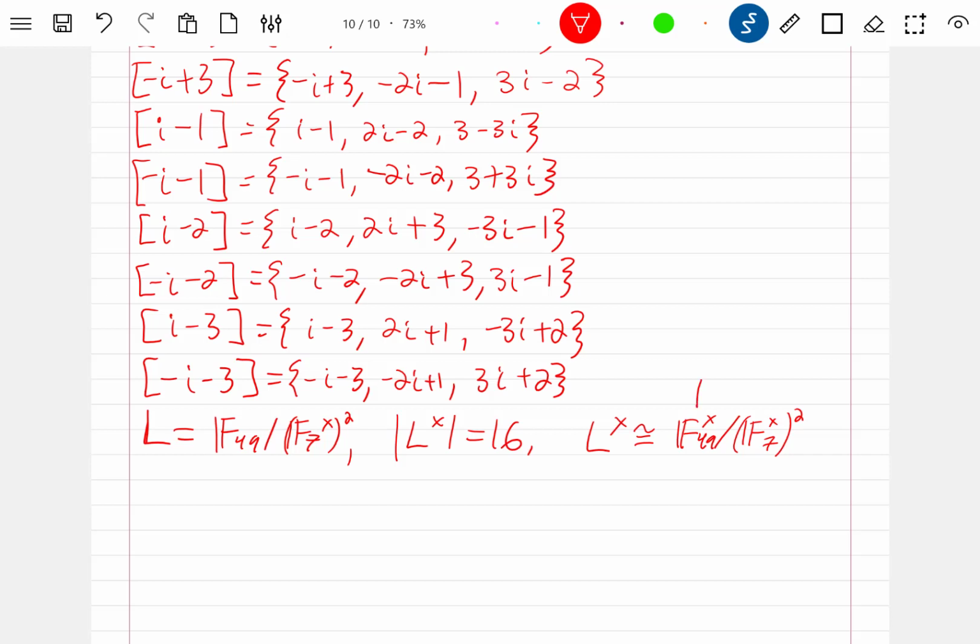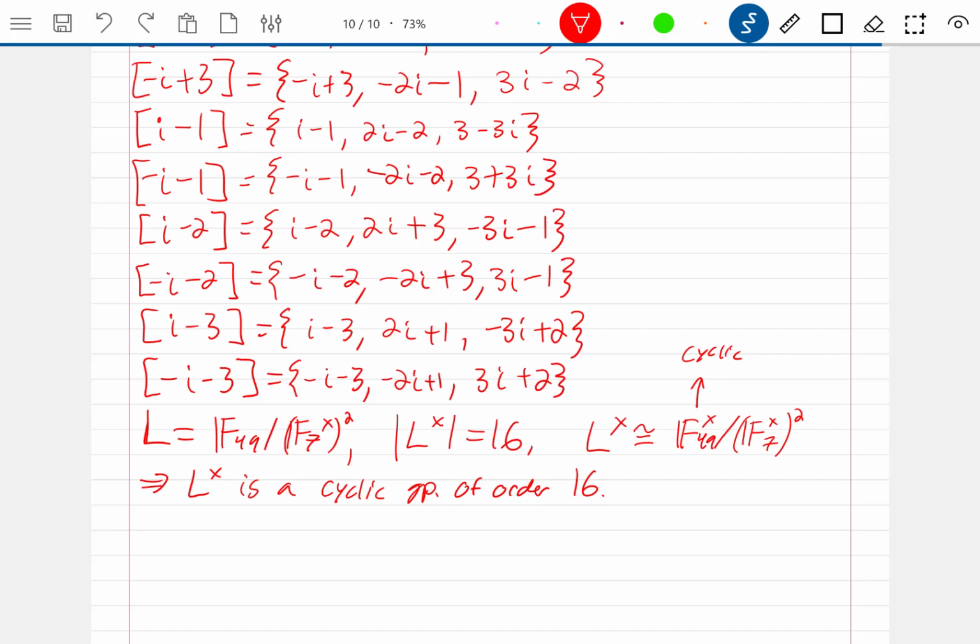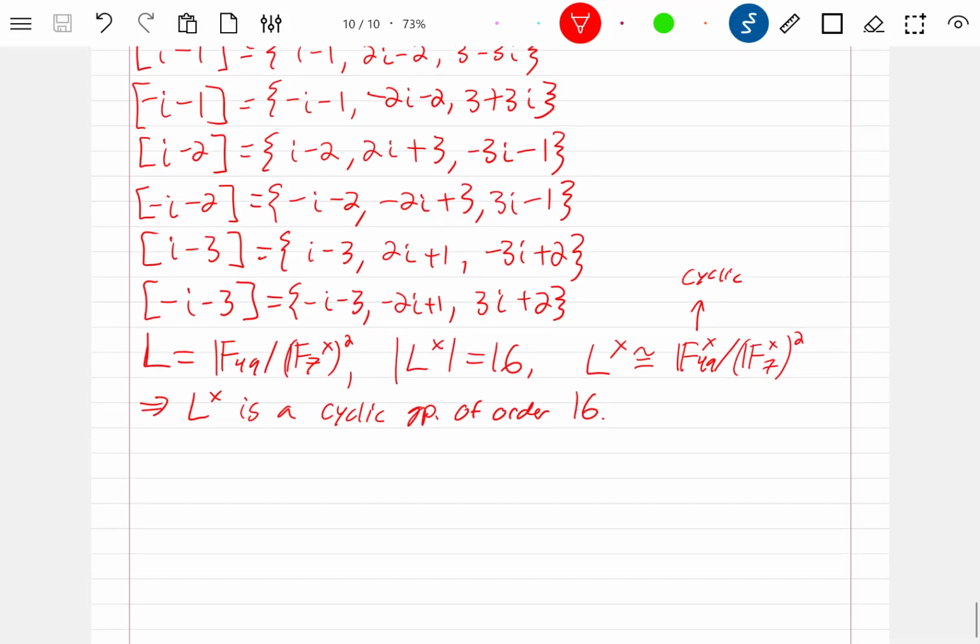From field theory, we know that the multiplicative group of a finite field is cyclic. And if you quotient out a cyclic group, this tells us that L star isn't just any group of order 16, it is a cyclic group of order 16. So we now have the following. So we will show that this L is indeed the minimal extension.